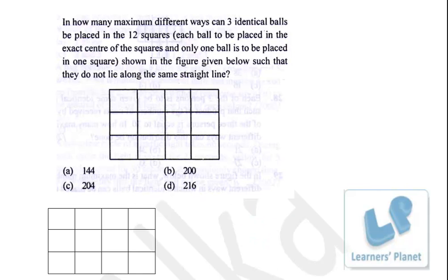In how many maximum different ways can 3 identical balls be placed in 12 squares, each ball to be placed in the exact center of the square, and only 1 ball is to be placed in 1 square, shown in the figure given below, such that they do not lie along the same straight line? Now, a bit twisted problem, just listen to me carefully.